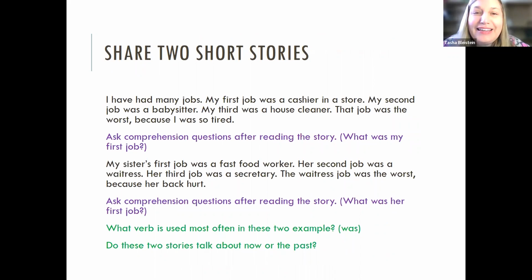The focus of this grammar is simply past tense was. They have a bunch of activities in the Ventures textbook on was, but I give them an example where I share and they can listen to me talk about it. And then I give them a second example and I ask them comprehension questions about the examples. And then I ask them what verb is used most often in the 2 examples. So I'm helping them to notice the grammar. And then I ask them, are we talking about now? Are we talking about the past? So they're noticing the word was over and over and over again.